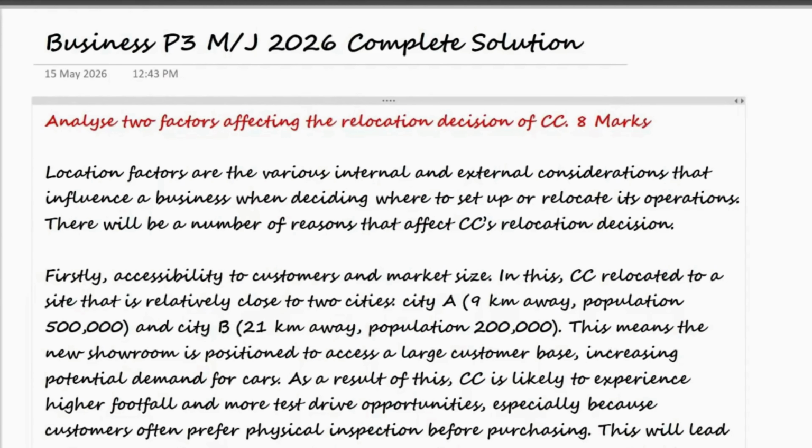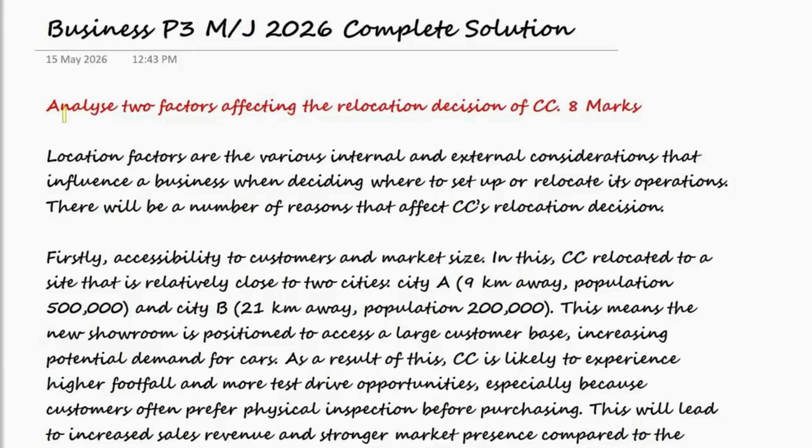So this paper, business paper 3, basically focuses on assessment objective 1, 2, 3. So let's start. Okay, fine. The first question was analyze. Examine the command word analyze. 2 factors affecting the relocating decisions of CC, 8 marks.